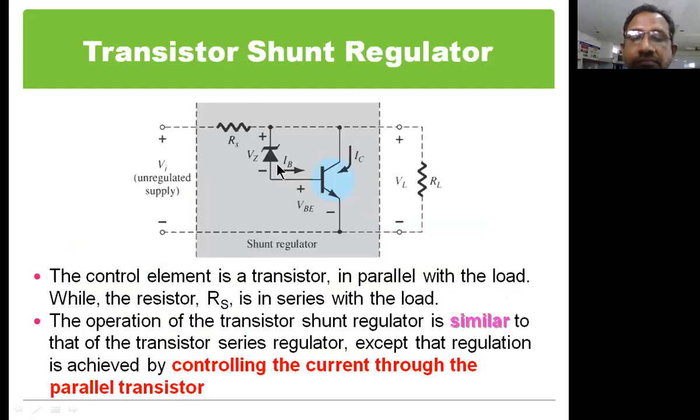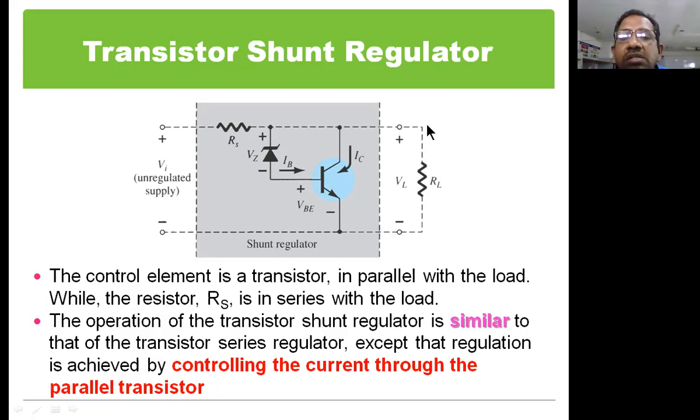Now, what is a practical circuit? The practical circuit looks something like this. The control element, a transistor, comes in shunt to the load resistance. This is the main concept. The comparator is connected to the base of the transistor and to the line. Using this circuit, we get the regulation. Now you can easily understand the operation of this regulation circuit.